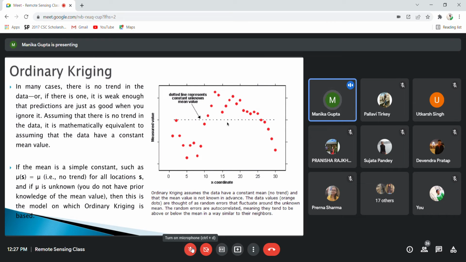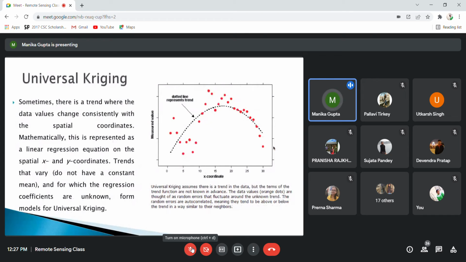What we mean by constant is that we are not taking one set of data and providing a mean value. No, for all of the data we have one constant unknown mean value. That mean value will not change for the whole data range we have here, and the values will vary only within that range. So that is your simple ordinary kriging.